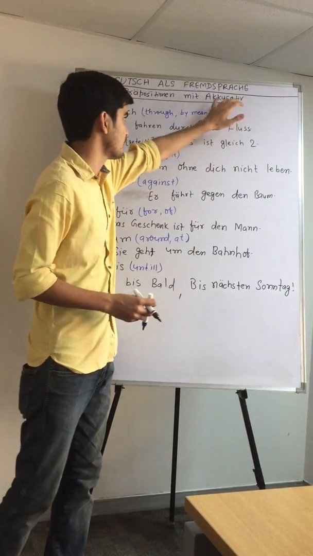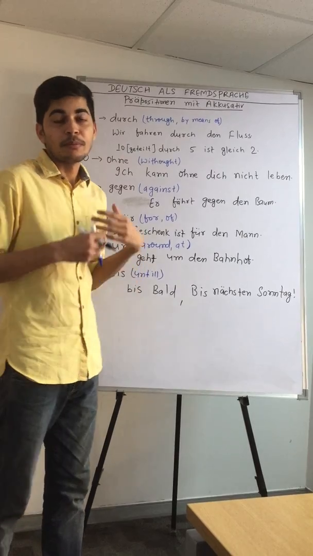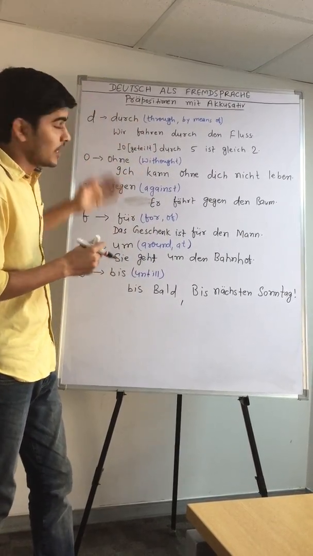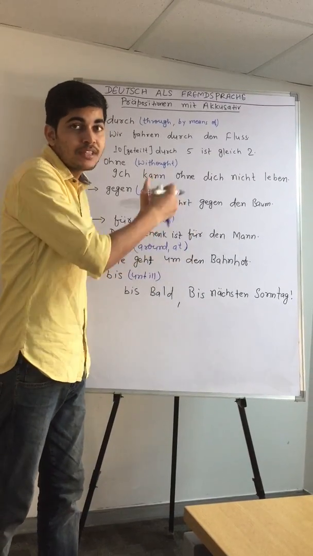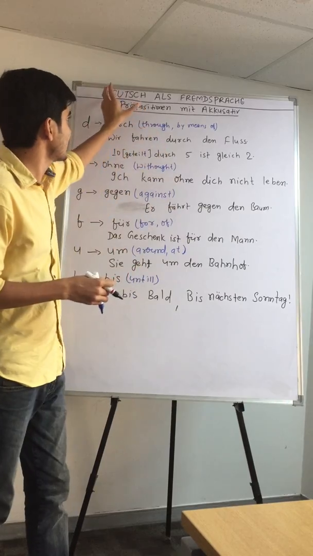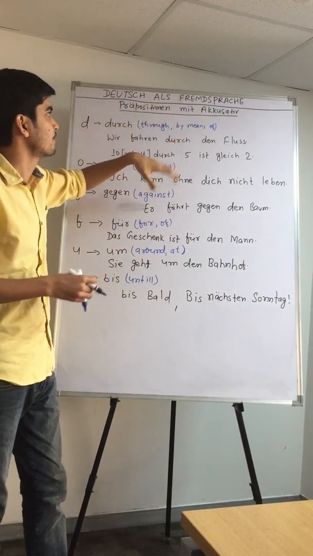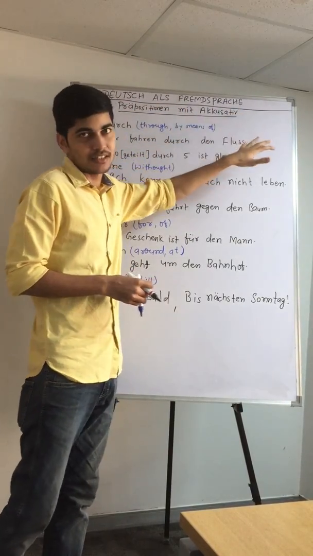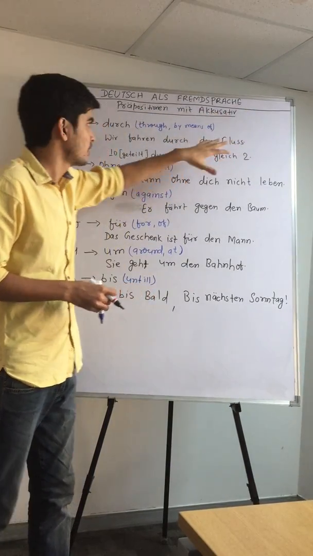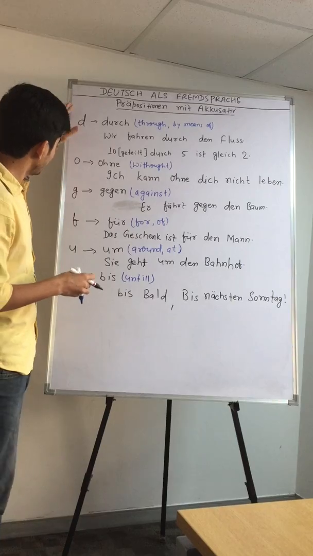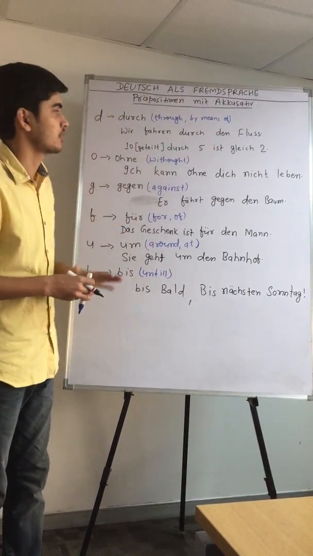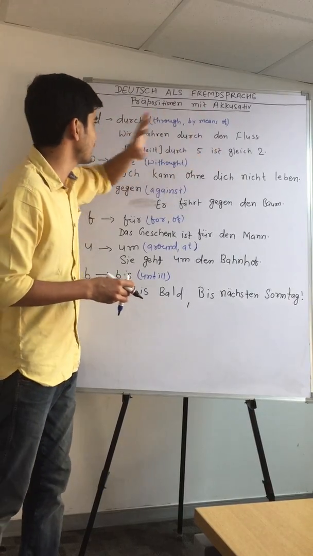Prepositions with accusative. So what is a preposition? Prepositions are used as a union between a noun, verb, or adjective and another noun, verb, or adjective. That is a preposition. It is used as a union, and the accusative is our case. These are the six prepositions which always take the accusative case, which always demand the accusative case.